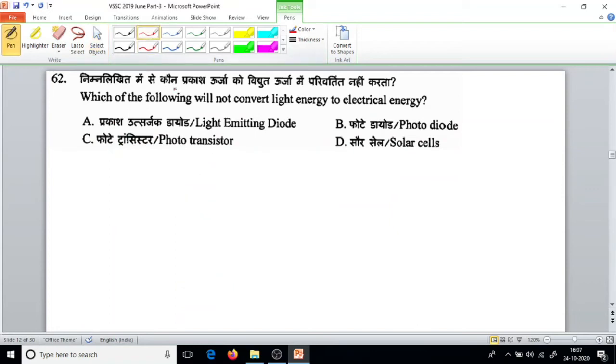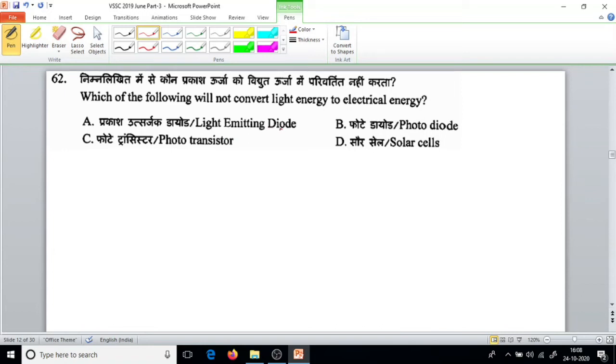Next question. Which of the following will not convert light energy into electrical energy? Always read the question completely and thoroughly, then only answer it. Which of the following will not convert light energy into electrical energy?